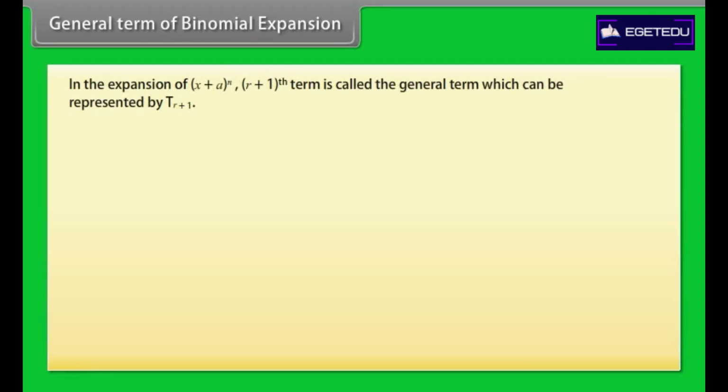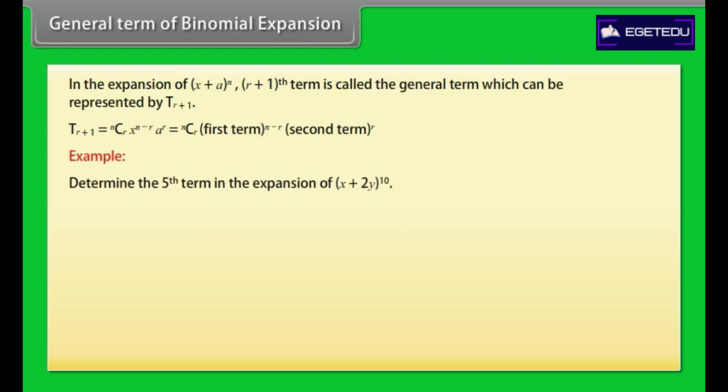General term of binomial expansion. In the expansion of (x + a) raised to power n, the (r+1)th term is called the general term, which can be represented by T(r+1). T(r+1) is equal to nCr into x raised to power n minus r into a raised to power r, which is nCr times the first term raised to power n minus r into the second term raised to power r.